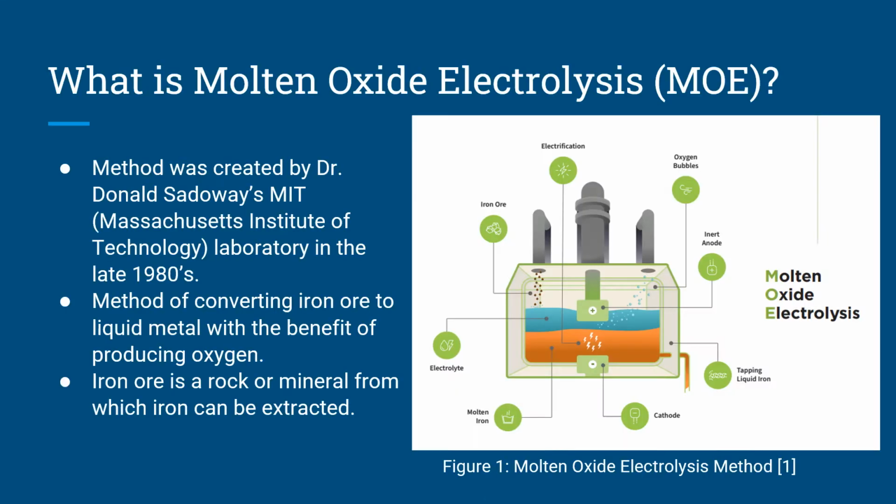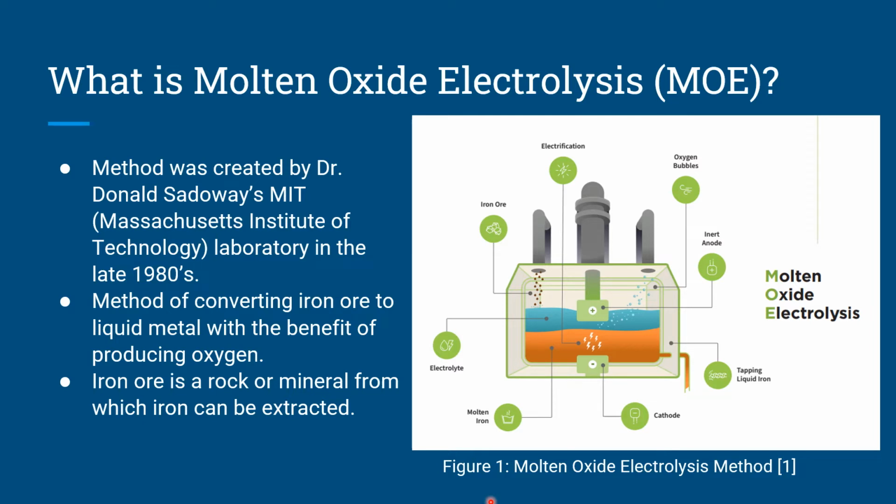So what is molten oxide electrolysis? MOE is a method that was created by Dr. Donald Sadoway's MIT laboratory in the late 1980s. MOE is a method of converting iron ore, which is just a rock or mineral from which iron can be extracted, to a liquid metal with the added benefit of producing oxygen.